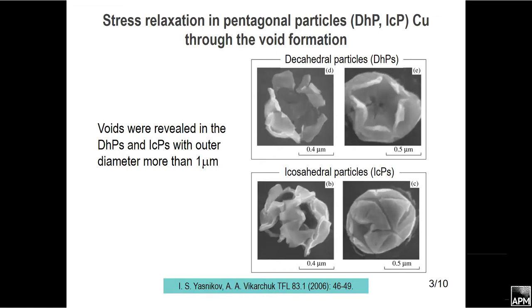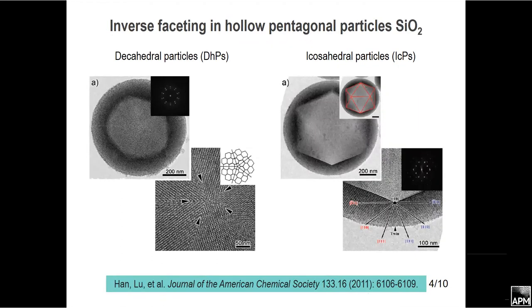On another slide, I would like to demonstrate to you the voids in decahedral and icosahedral particles. Actually, the voids were revealed in particles with an outer size bigger than 1 micrometer under chemical etching. Another example is inverse faceting in decahedral and icosahedral particles. Also, the particle surface has a spherical shape. The internal surface of the void has decahedral or icosahedral structures, which could prove the multiple twinning inside the particle.